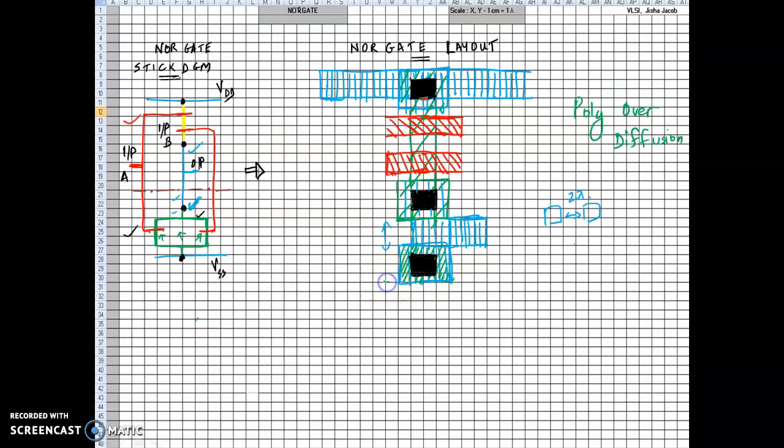You could start the diffusion over here at the most, because you see the minimum distance between metal and diffusion is 2 lambda. So you can actually start the diffusion here and bend from here. Okay, this is possible. So I think we will do that.